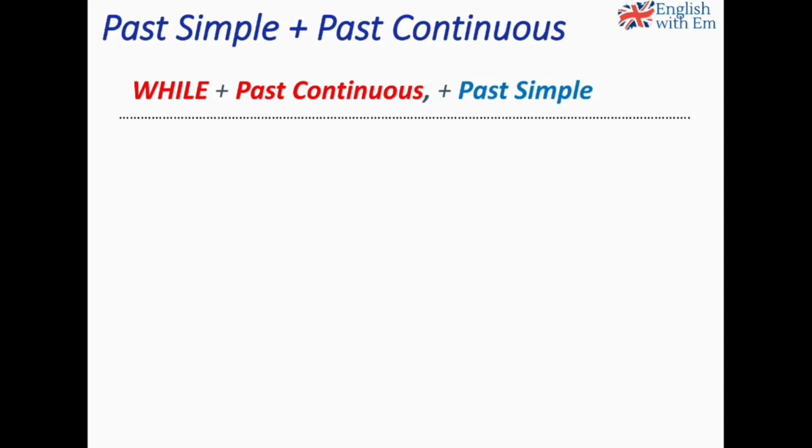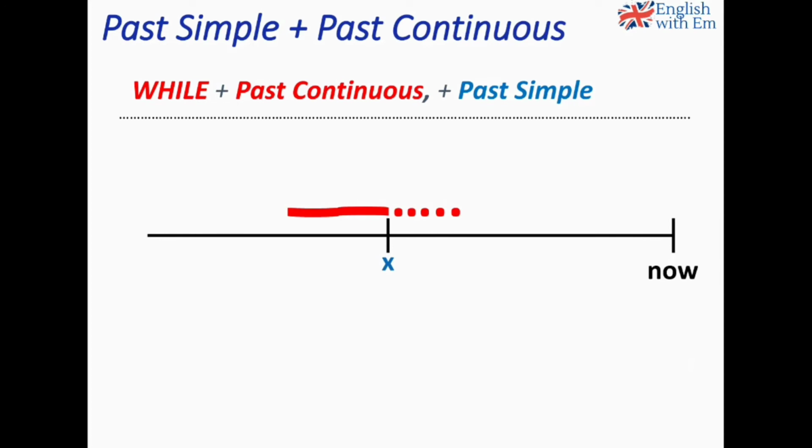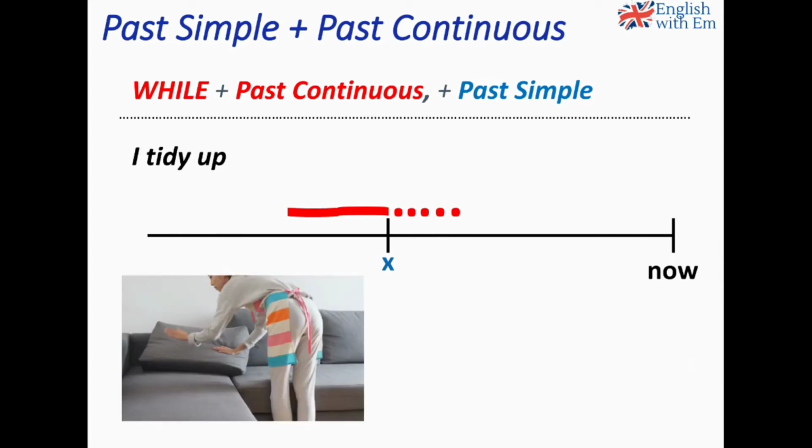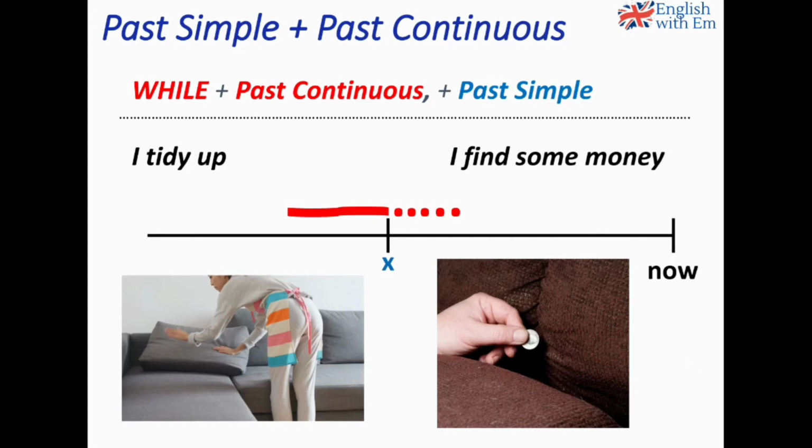Now, this is our fourth and final structure. While to introduce past continuous, followed by the past simple. So again, we'll have two actions. I tidy up. I find some money. Which of these actions is longer?